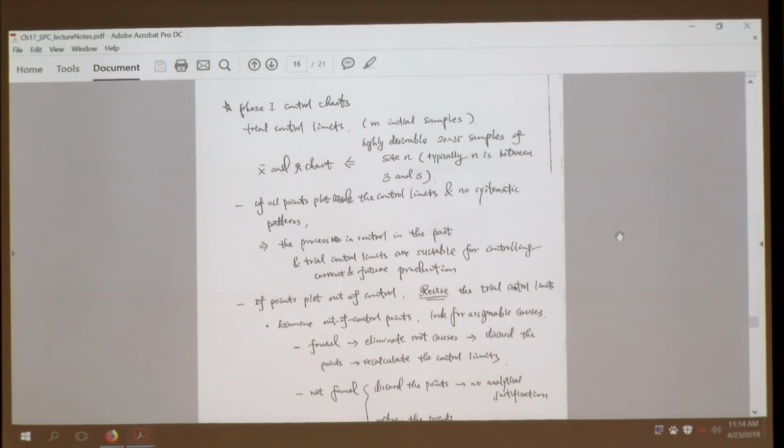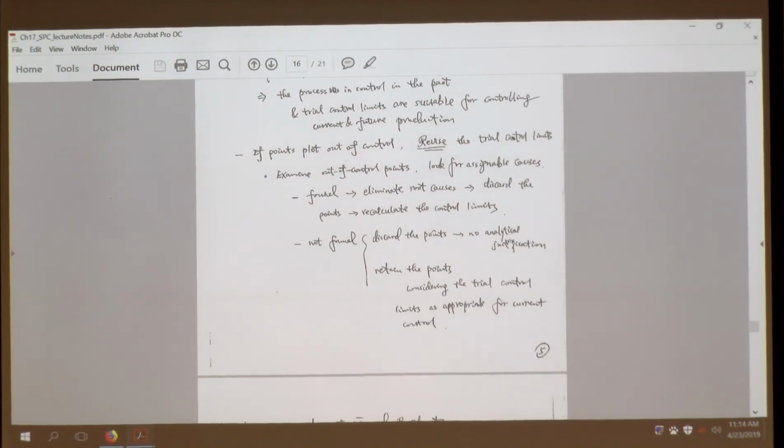So now, this is in control, inside the control limits. If points plot outside the control limits, we call it out of control, so we revise the trial control limits. We examine the out of control points and look for assignable causes. If we find the cause, we eliminate the root cause, discard the point, and recalculate the control limits. If we don't find the root cause, we either discard the point with no analytical justification, or retain the points, considering the trial control limits as appropriate for current control. Okay?